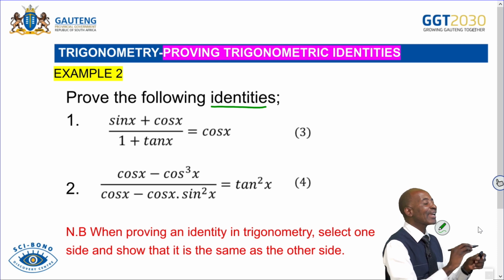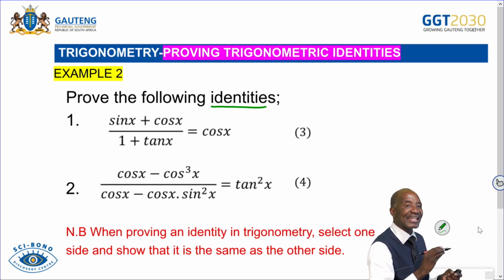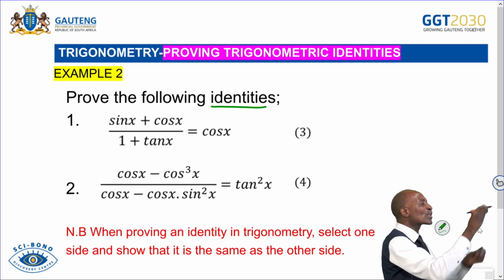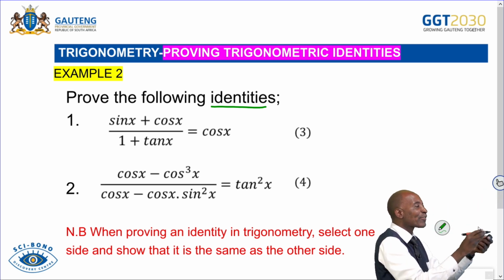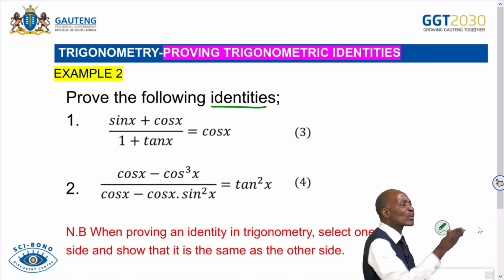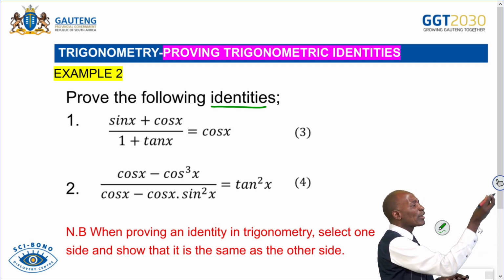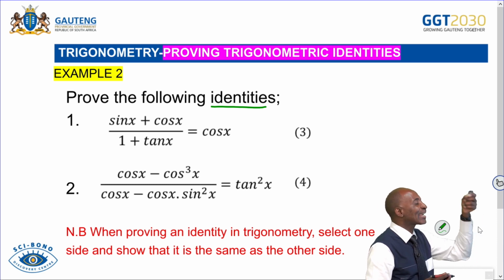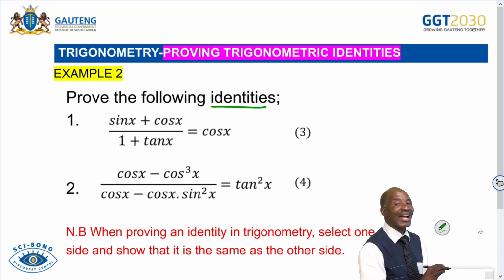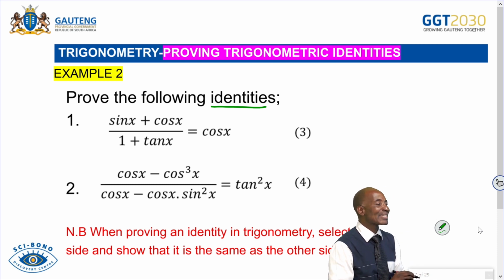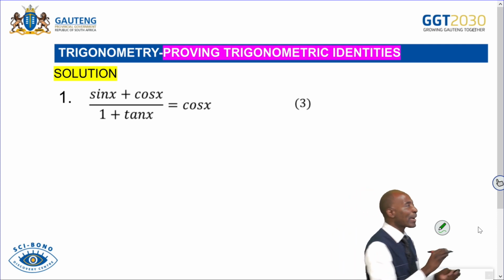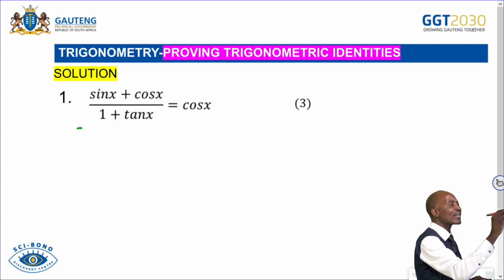So in this case, the easiest way of proving an identity is to choose a side. Step number 1, you choose a side that you think you can simplify further. Like in this case, I can't choose the right-hand side. It's only cos. How will I play around with cos to involve sine and tan? It will be a bit difficult. So I would rather choose the left-hand side and reduce it until it yields cos x, which is my right-hand side. So let's have a look at that question. Playing around with our identities. Step number 1. That's step 1.